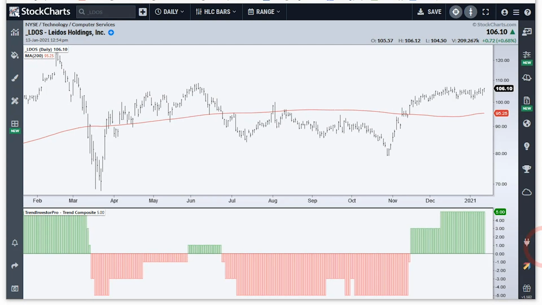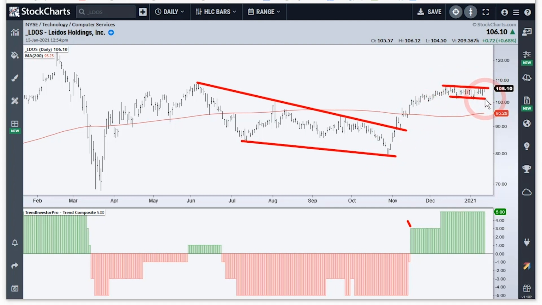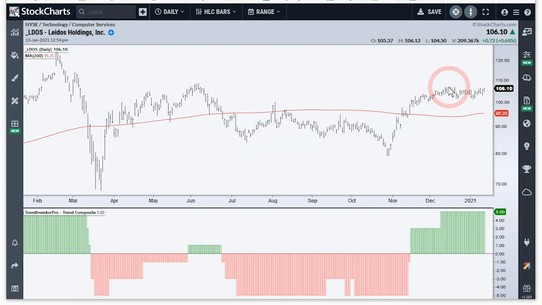And finally, we've got another stock, Leidos Holdings, not sure how to pronounce that, LEIDOS. It shows that it's in technology and computer services. If we look at this chart, we can see a big corrective wedge forming and then a breakout. After that breakout, you can see the trend composite turning positive in November as we got above the 200-day. So we've got a big advance and then a consolidation after the advance. It's like a little flag pattern is forming.